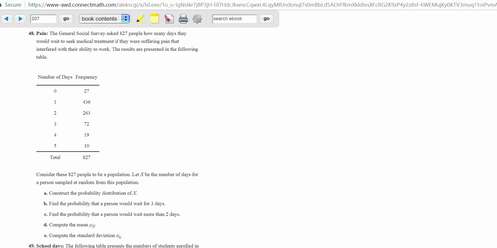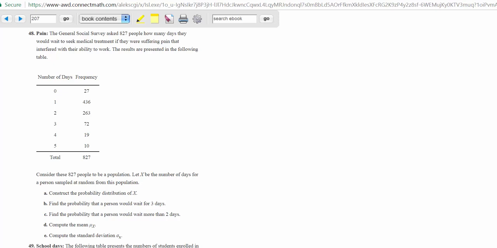Okay, before we start doing any computation, let's just try to picture ourselves in this situation. Let's say I am suffering from pain. How many days would I wait? Well, I probably would wait at least one. So I see this number 436. Over half of the sample said they're going to wait 1 day, and then a pretty large number said 2 days, and then the numbers go down. It looks like very few people said they're going to wait 5 days, right? So make sure that you think about this problem before you start jumping to a calculator and ask, do these numbers actually make sense?